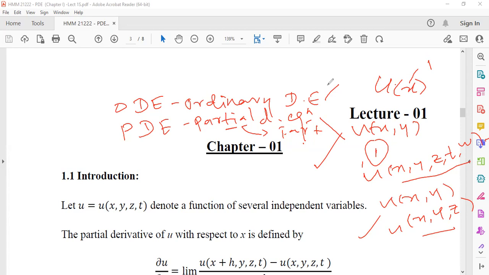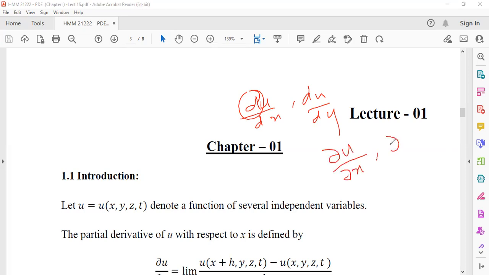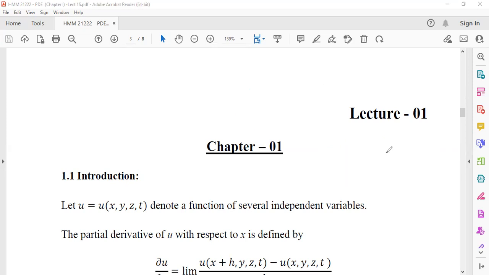So let me begin. One more thing: as you all know, in the ODE, because it's one variable, we use du over dx or du over dy. So d is defined for the ordinary differential equation. But for the partial, we use the curly d: partial u over partial x, or partial u over partial y. Or like this, we can see it later. So that's the simple introduction of PDE.